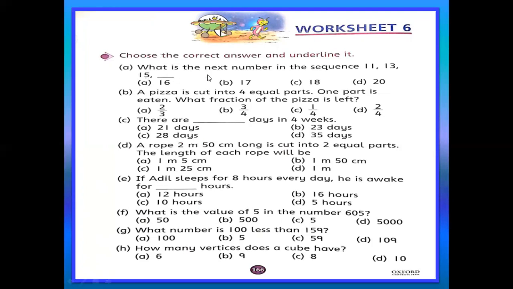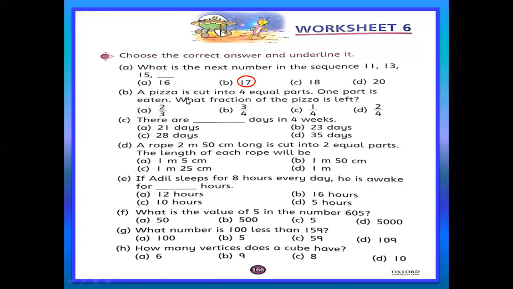Number A, what is the next number in the sequence 11, 13, 15? First of all, I tell you that these, 11, 13, 15, are odd numbers. And second, you can guess the increment is 2. 11 plus 2 is 13, 13 plus 2 is 15, and 15 plus 2 is 17. So the next number is 17. You circle 17. It means B option is correct, and you can tick or circle it.